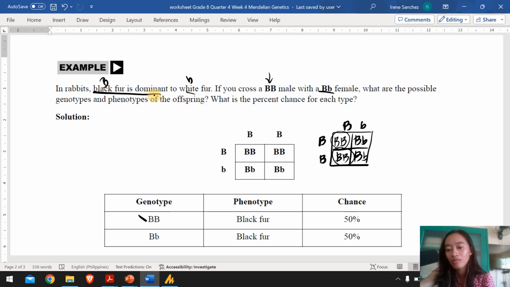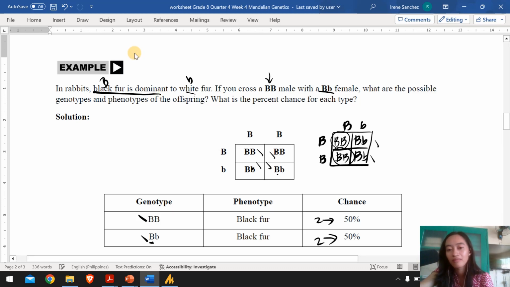Two is equal to 50%, since 1, 2, 3, 4 is 25, 25, 25, 25. Two of 25 is 50. That's just logic. Then heterozygous, we see the two. This would also be black since the capital letter B is dominant, so black. How many? Two, 50%.